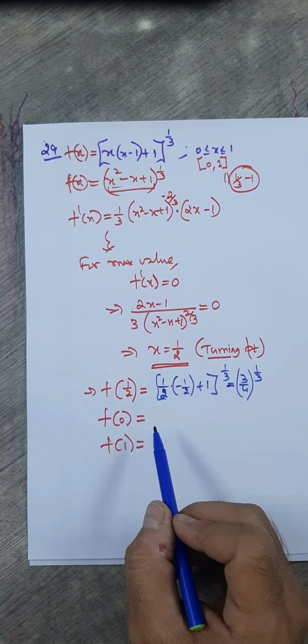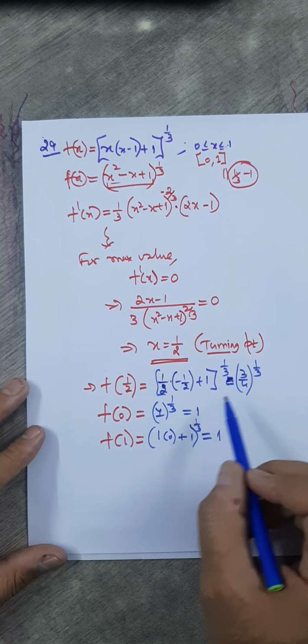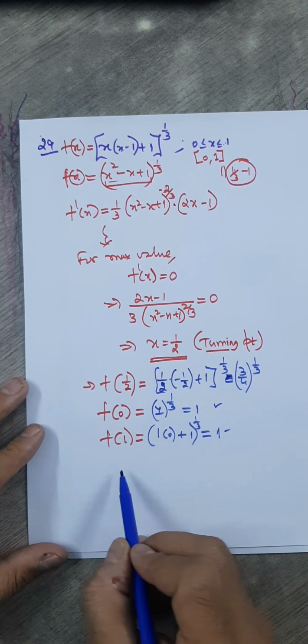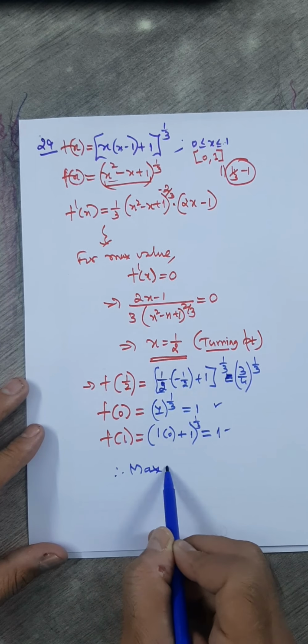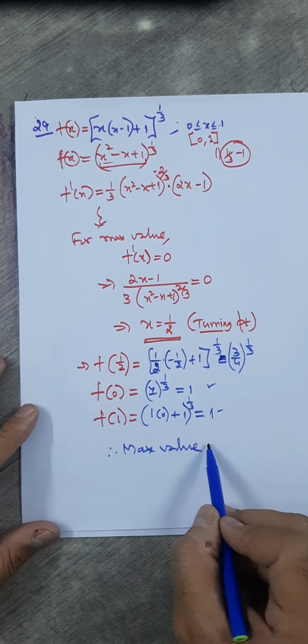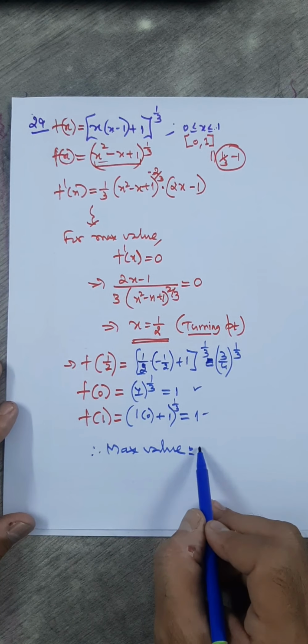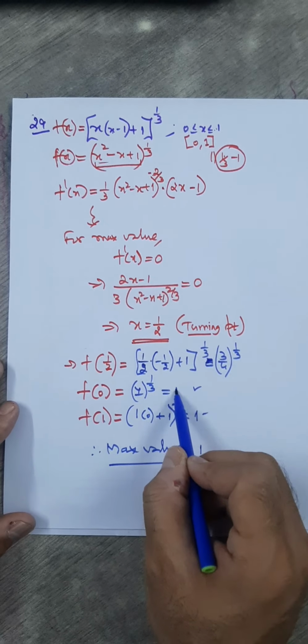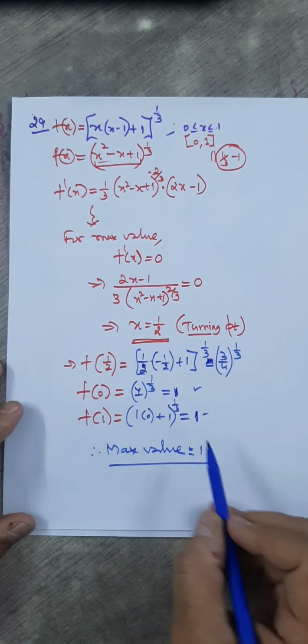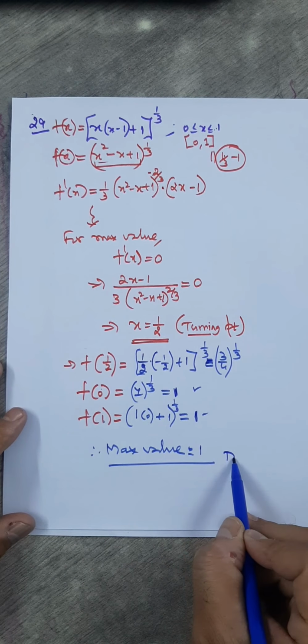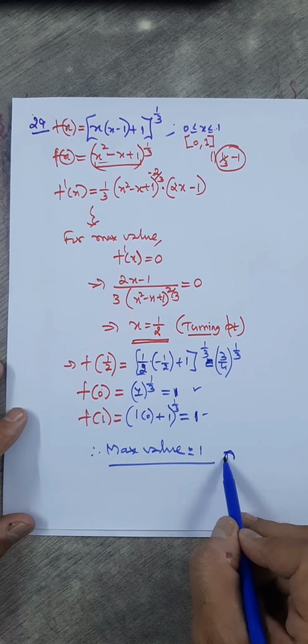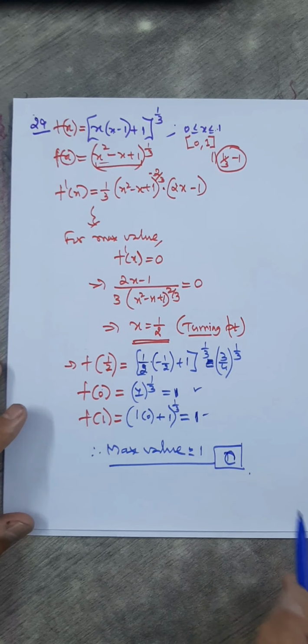So which one is maximum? This is less than 1. 3 by 4, so either you can use this or this. So the maximum value equals to what? 1. It attains at both the endpoints, at 0 as well as 1. And that's correct. The correct option is C here.